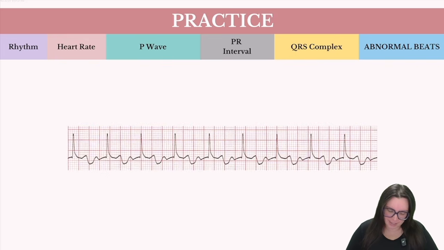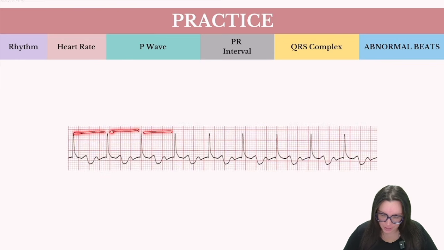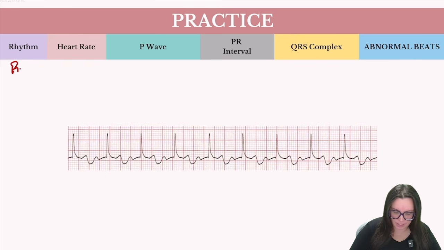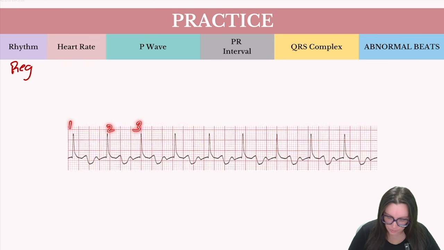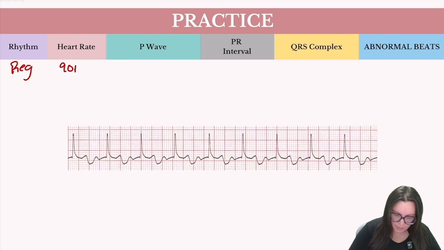Taking a look at our next practice question, is our rhythm regular or irregular? Well, if I was to march this out, you're going to see that this happens to be a regular rhythm. So we can definitely say this is regular. What is our heart rate? Let's count our QRS complexes. We have 1, 2, 3, 4, 5, 6, 7, 8, and 9. So we have approximately 90 beats per minute.